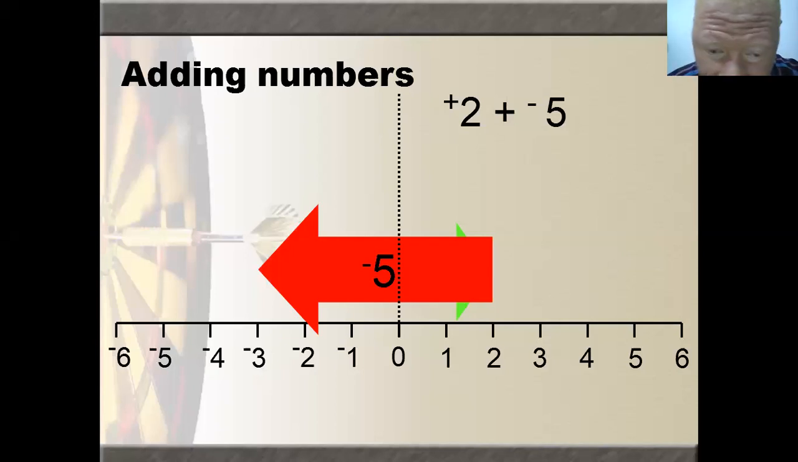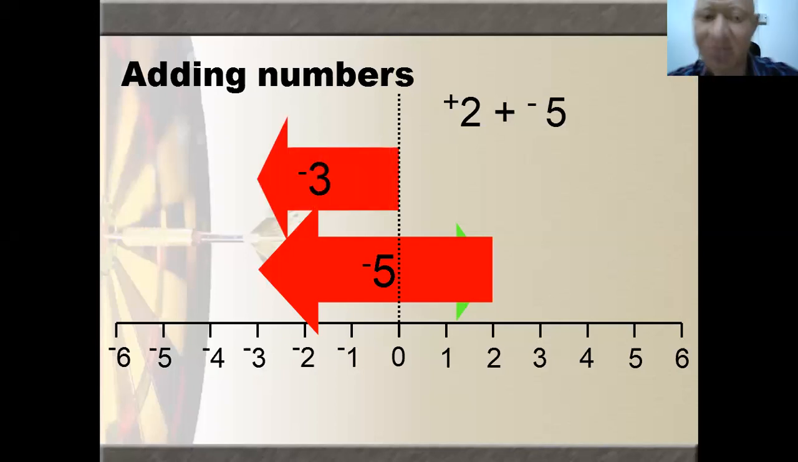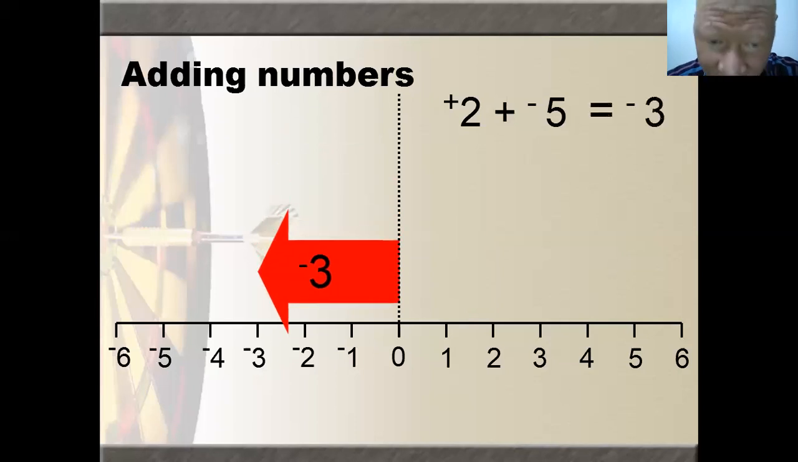And then at the end of the day, look at what my answer will give me. So my answer means I have a negative 3. So this is my answer. And as you can see on the screen, plus 2 added to minus 5 will give me minus 3.